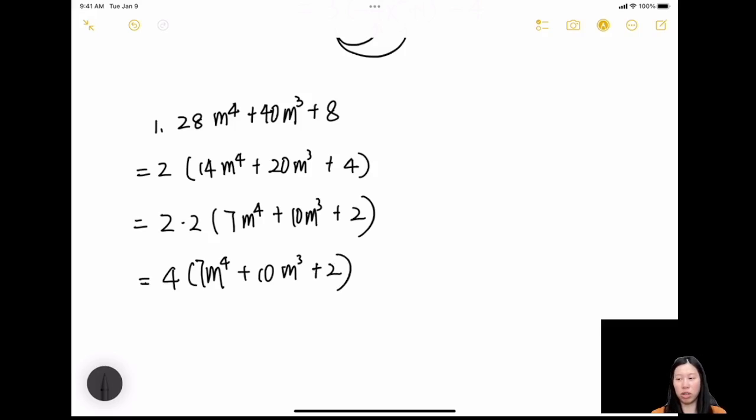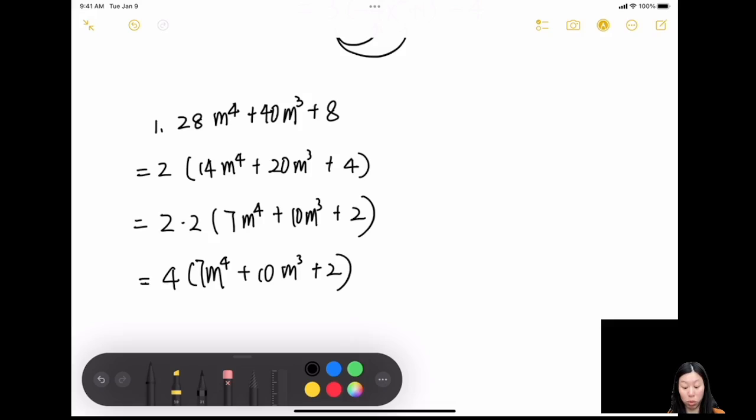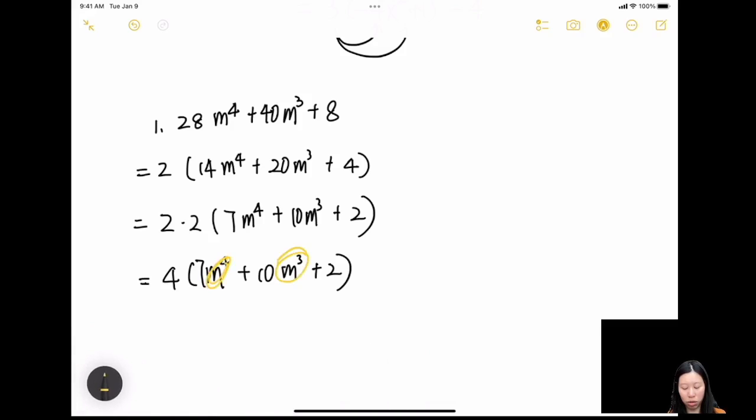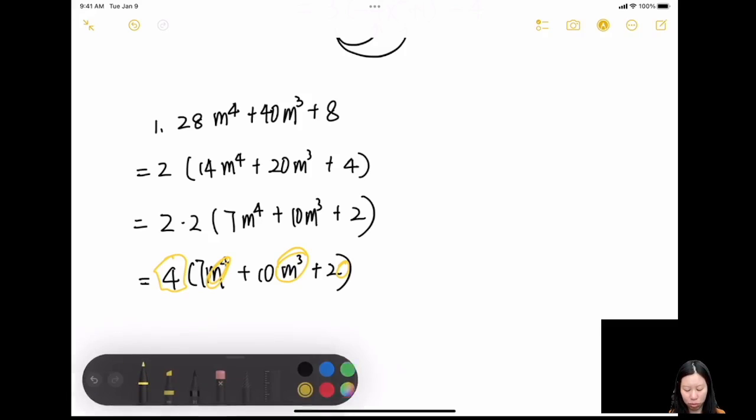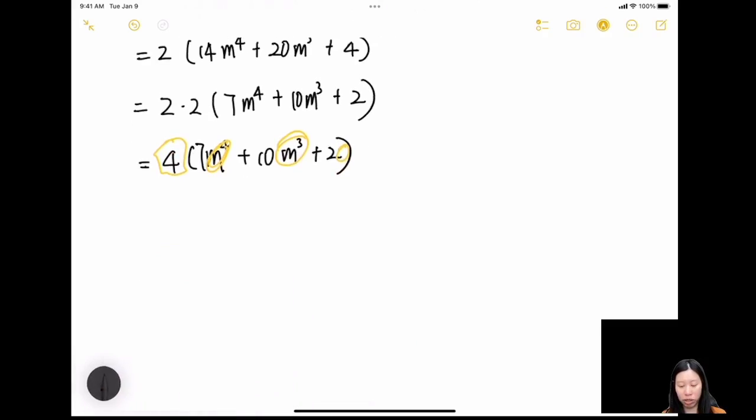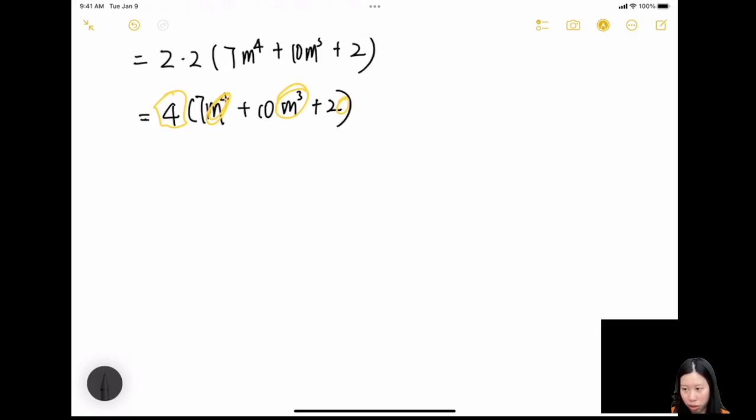So now let's take a look. Anything left from here that we can factor out? Well, let's look at the variable, which is the letter m. So they have m to the fourth, m to the third, but there's no m. So that means you can't factor the m out. So maybe 4 is the only common factor that they have. Okay, here's another example.